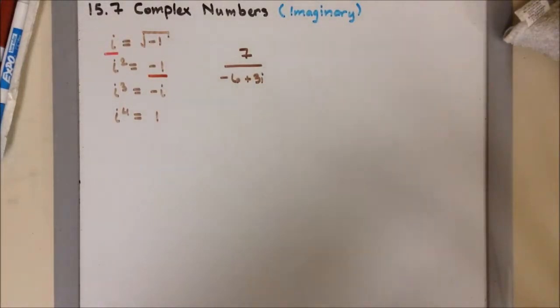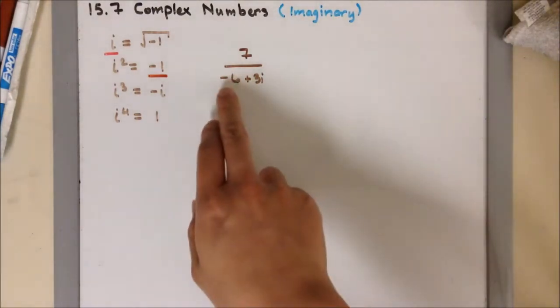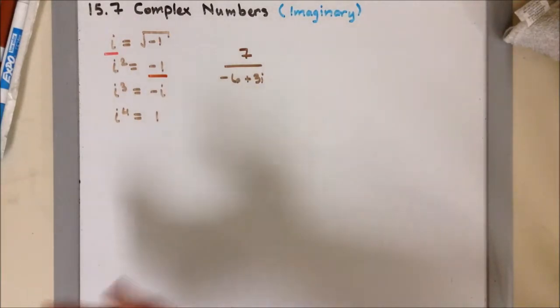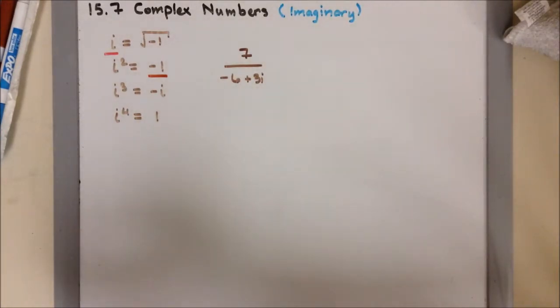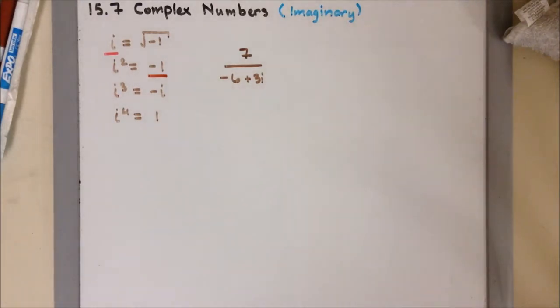In this part, we're going to be working with division with complex numbers. So let's take a look at our first example. We have 7 over negative 6 plus 3i. So it's in fraction form. But what I want to go over before working it out is that it's connected to what we cover in 15.5, working with multiplication and division of radicals.